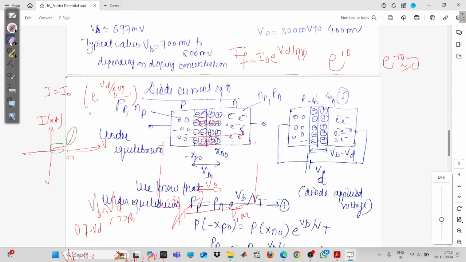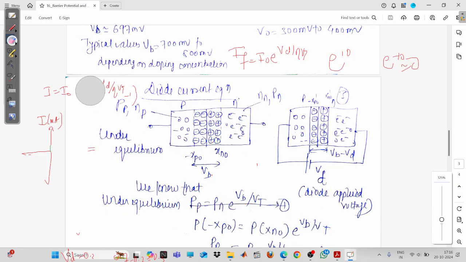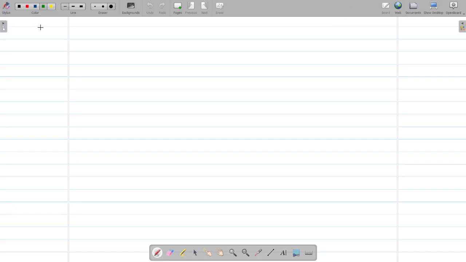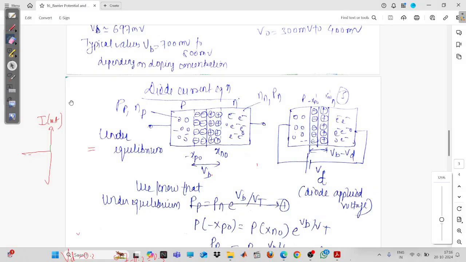Now what will happen in the reverse bias? We'll just check it out. So in the reverse bias, you will have to apply a negative voltage.